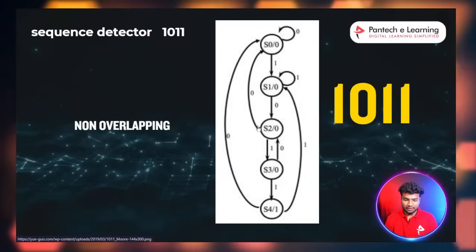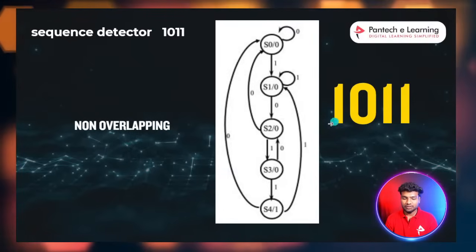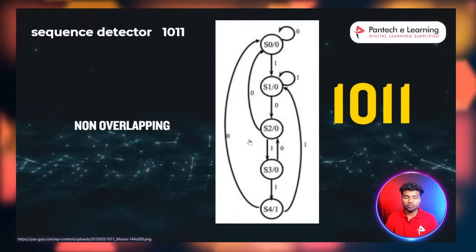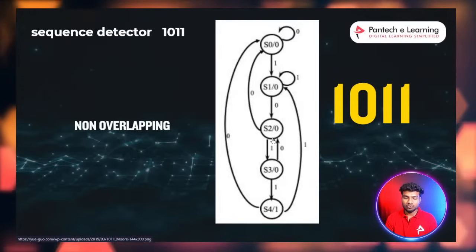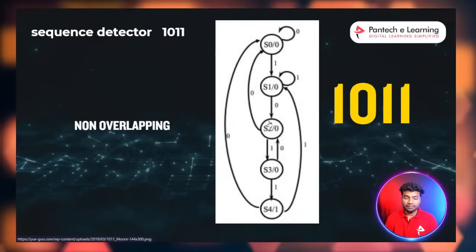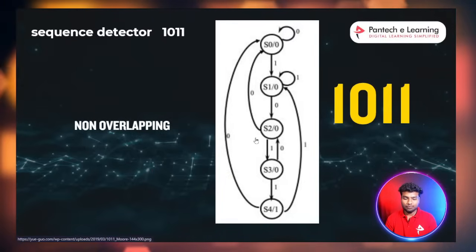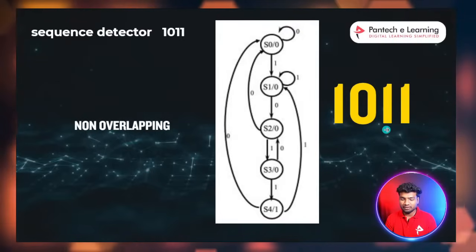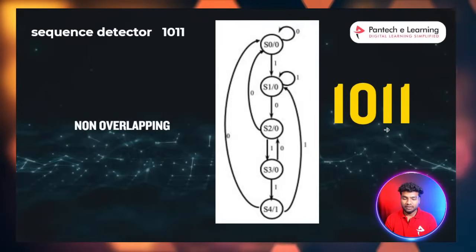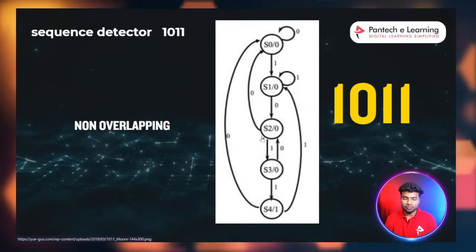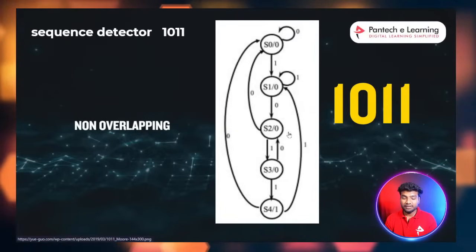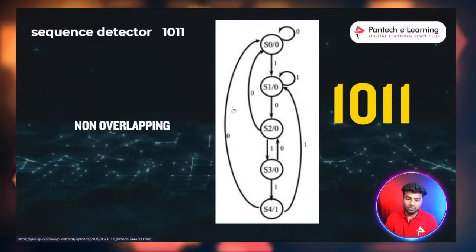For the S2 state, if I receive 1, I can move into the S3 state. Why? Because my third bit is 1. If I receive 1 here, I can move into the S3 state. If it is 0, I will move into the S0 state.